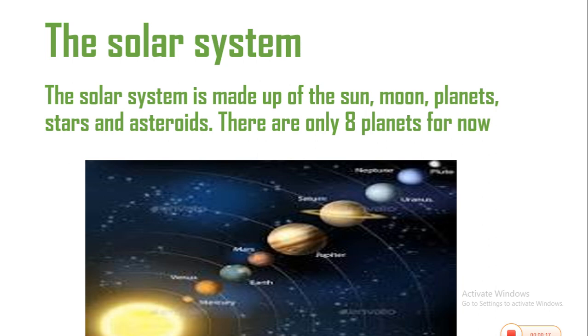The solar system is made up of the sun, the moon, the planets, the stars and the asteroids. There are only 8 planets for now. You'll be finding out how that is so as we continue in this lesson. Let's look at the planets and their description.